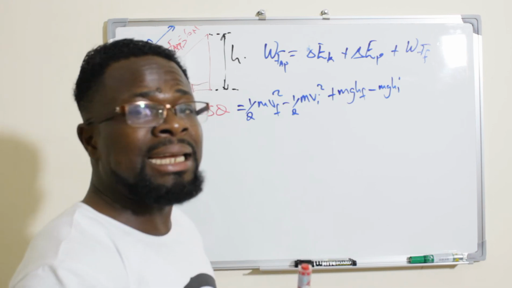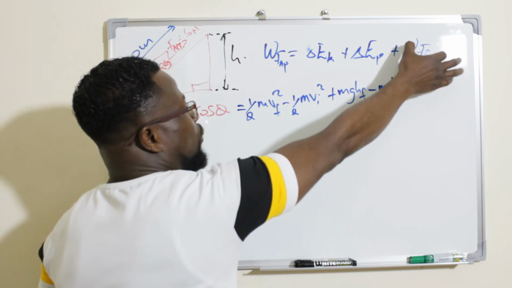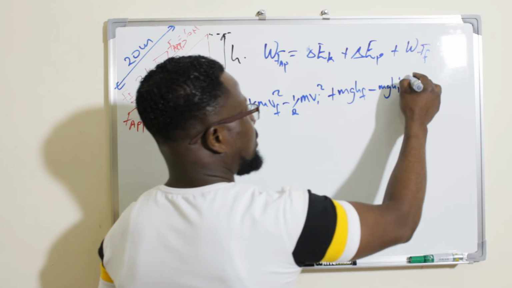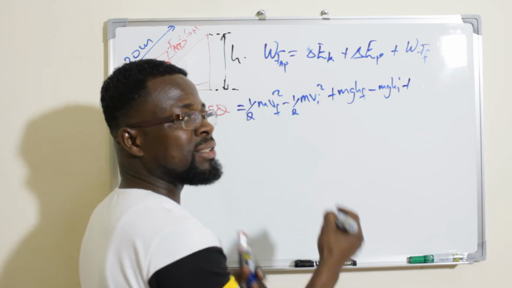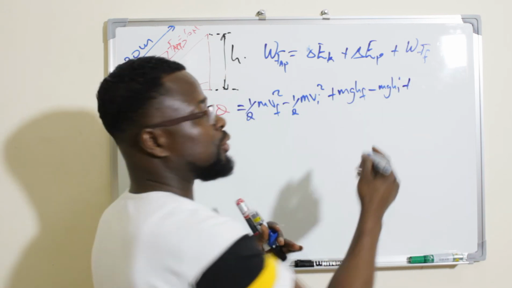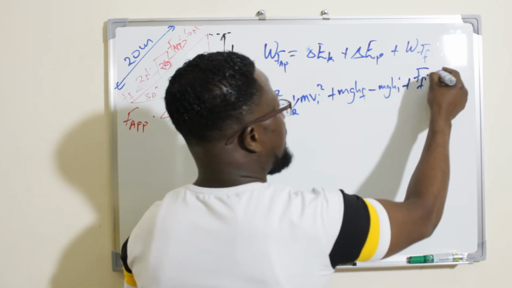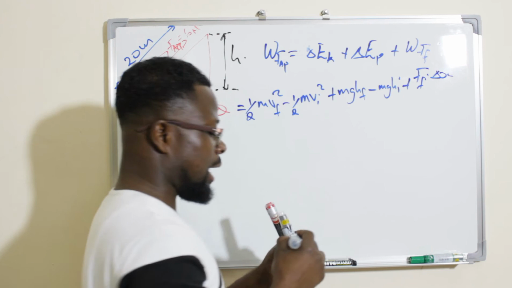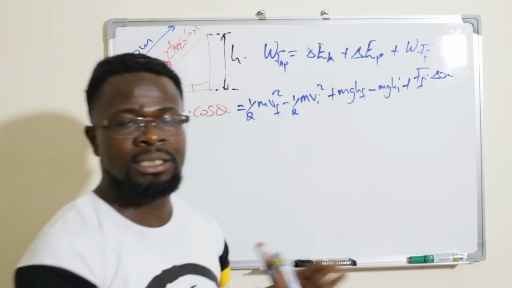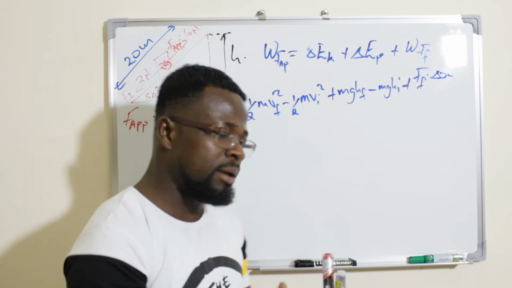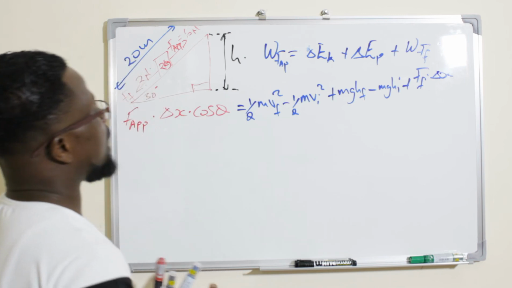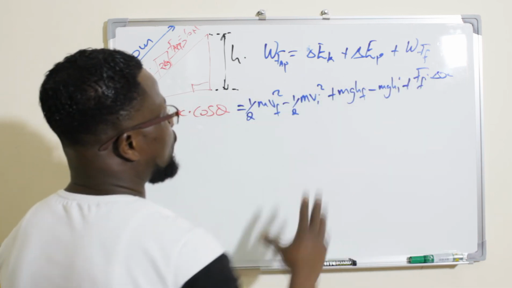And the next thing that is left is the work done against the friction. The work done against friction is simply going to be the force of friction multiplied by the change in x, which is the displacement, the change in displacement. Okay, we're going to do the substitution now into this equation and solve for the problem.